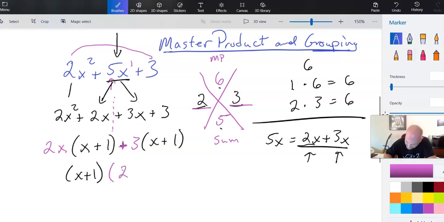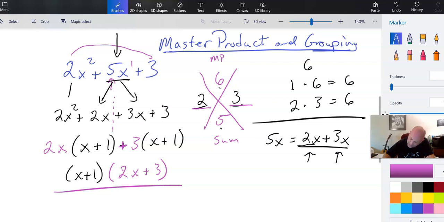That leaves me with 2x plus 3. Right? And now I have the factorization. And if you want to make sure it's right, this is the answer, you multiply it out. Right? So let's see if we can FOIL this out. I'll write the answer over here and we'll see if it matches up.